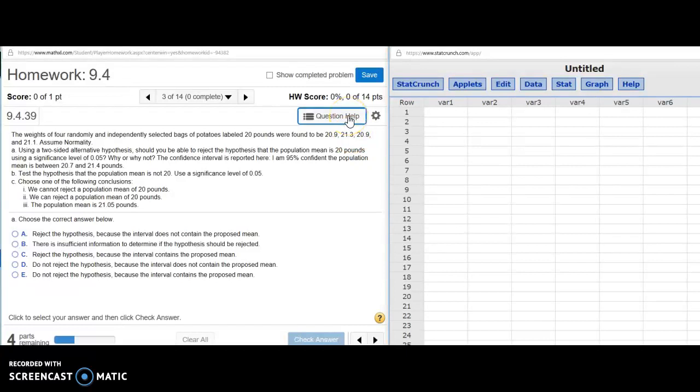I've gone in and opened StatCrunch. I have 4 independently and randomly selected bags of potatoes, and I'm going to go ahead and put their weights in.